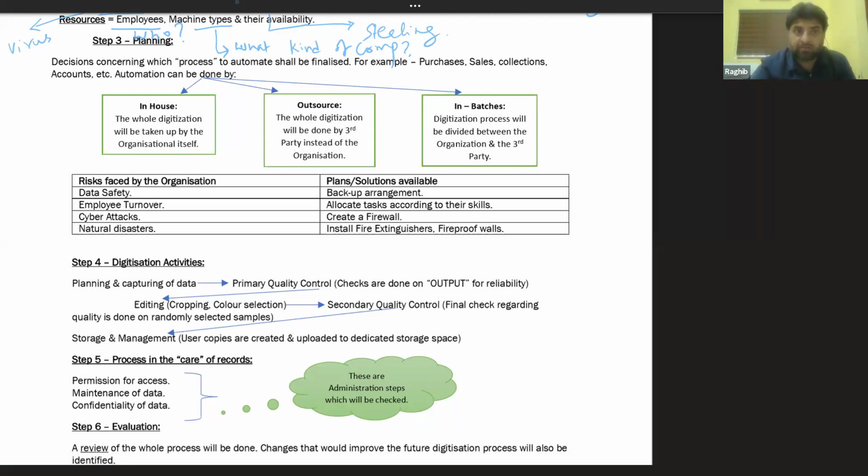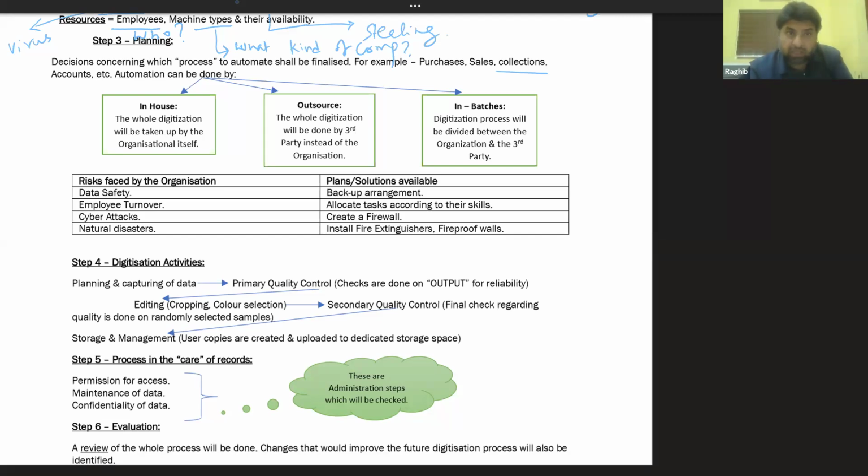Okay, now look at the planning. This one, step three: decisions concerning which process to automate shall be final. For example, purchase, sales, collections, accounts, etc. Automation can be done by. So now you have to decide which type of data you want to save from your whole system. Do you want to save the purchase, or the sales, or only the money collections areas? You want to save that one, or do you want to save everything?